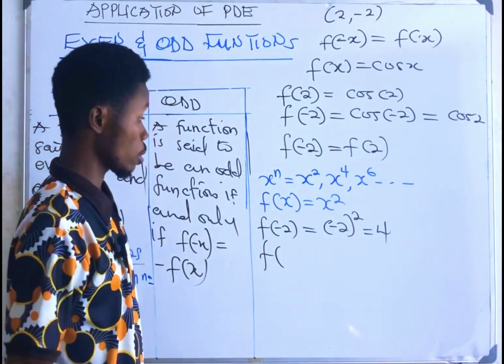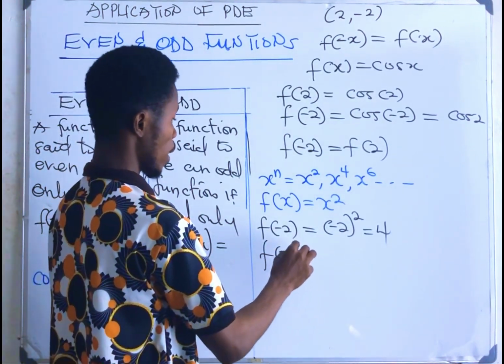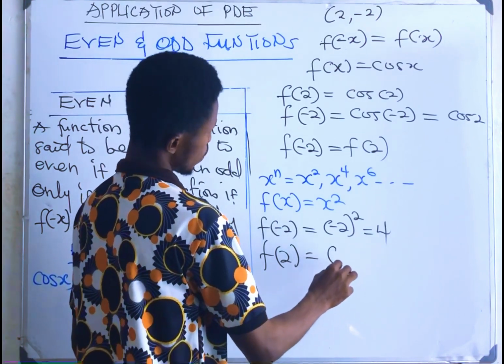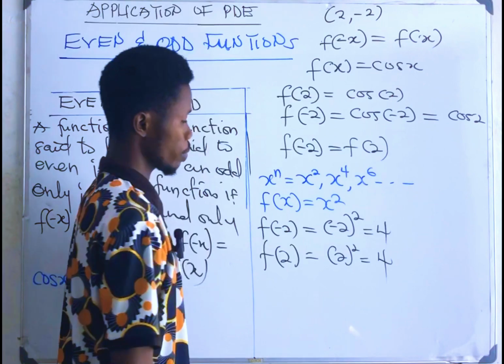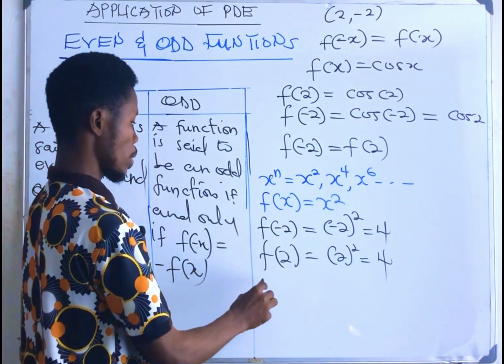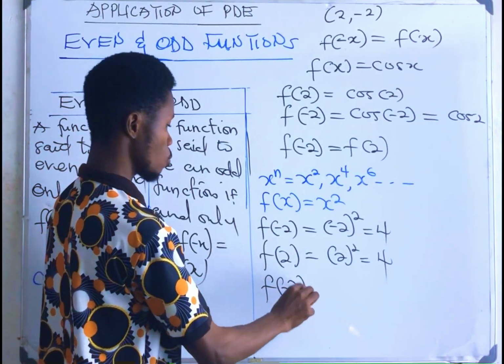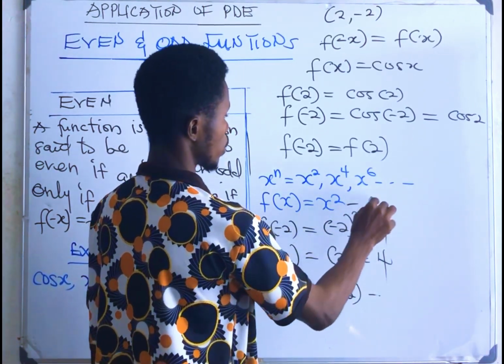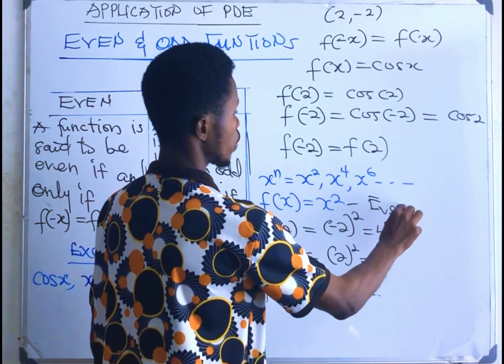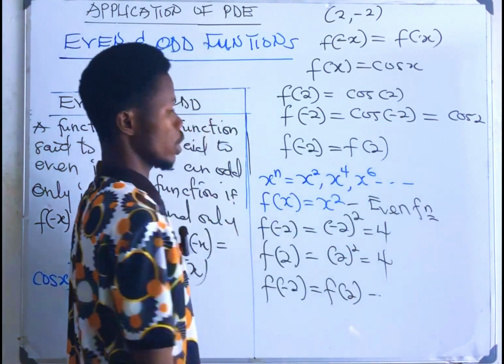Then I take f at 2, which will also give us 2 squared, which also gives you 4. So if you look at this, you can conclude that f at negative 2 is equal to f at what? 2. Therefore, this function is what? Even function. Is that okay?